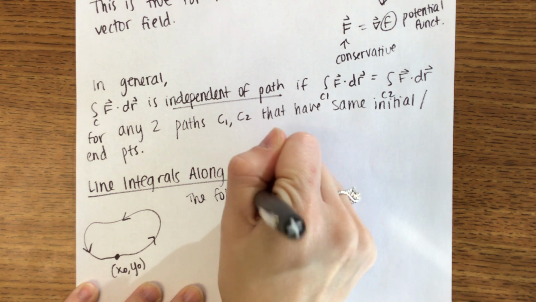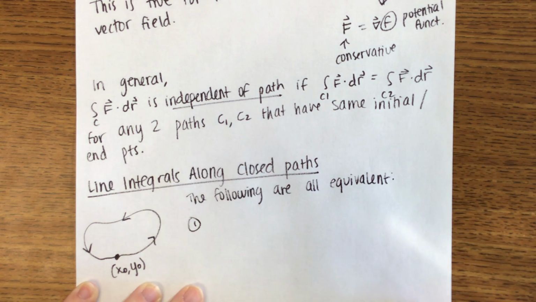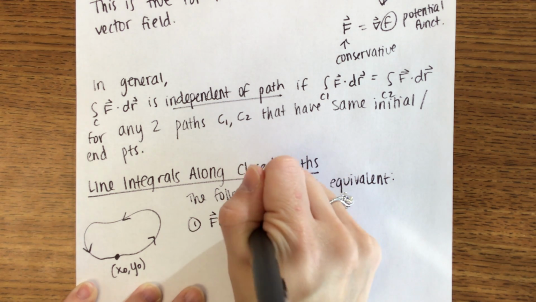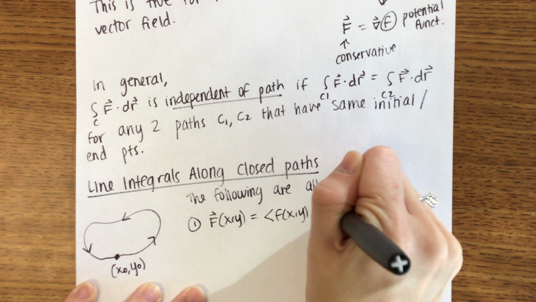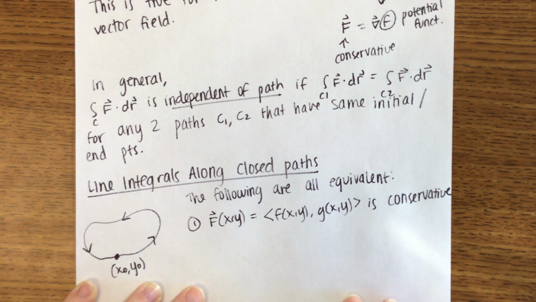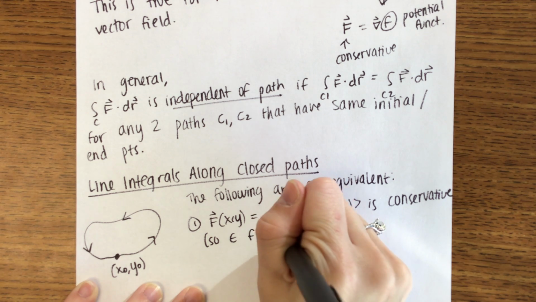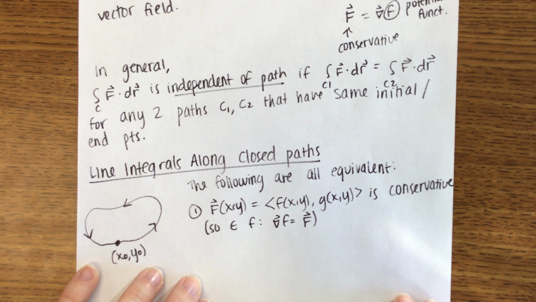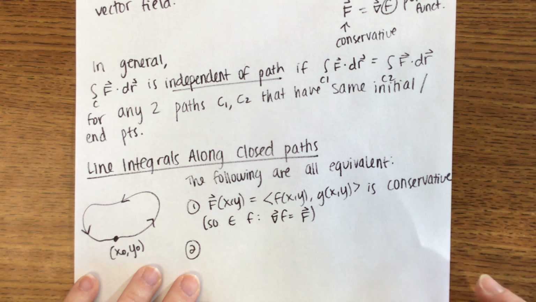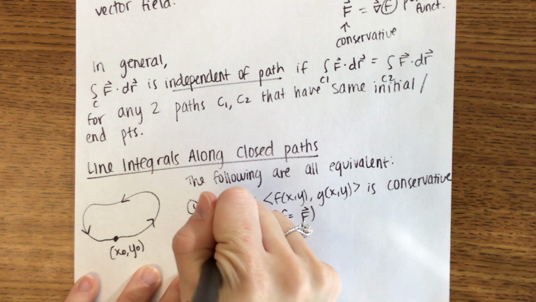The following are all equivalent. First, if we say that the vector field F of x, y, which is equal to some function in terms of x, y and then another function in terms of x, y, is conservative. So again, remember that means there exists some function little f where the gradient of that function will give us the vector field. So if we say that our vector field is conservative, okay, if it's conservative, it's independent of path, which means the path doesn't matter, as long as it is the same starting and ending point.